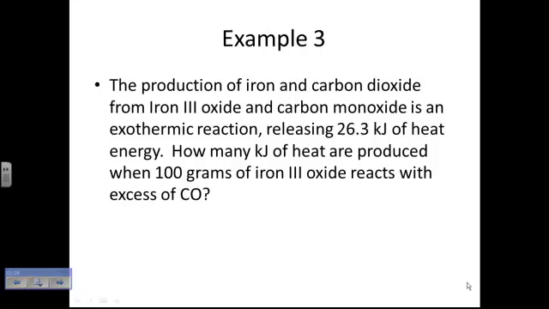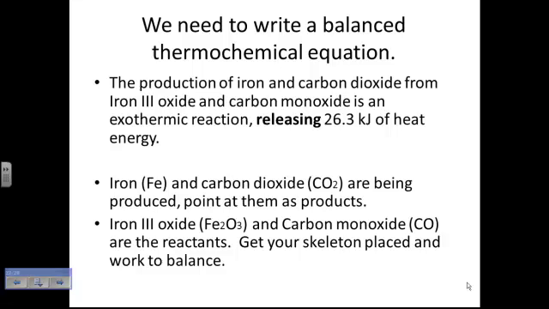Pause the video, work on your skeleton, get it to balance, and then place the delta H information. When ready, start up again. How'd you do? The balanced thermochemical equation. It says iron, symbol Fe, and carbon dioxide, symbol CO2, are being produced. Are they on the right side of your equation? The iron(III) oxide formula, Fe2O3, and carbon monoxide formula, CO. Did you place them on the left side of your arrow?